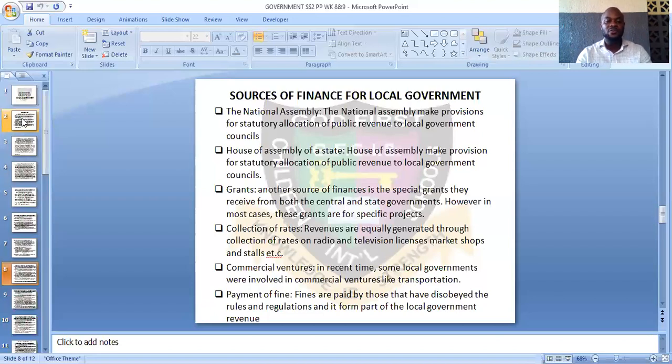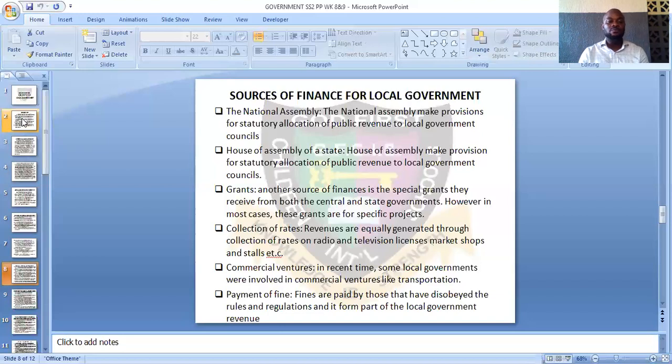Number four, collection of rates. Revenues are equally generated through collection of rates on radio, rates on television, and collection of licensing. They make money from market shops and stores too. So all these groups of people that own radio stations, televisions, and want to collect licenses, market shops, stores, and all that. That's how they make money internally.